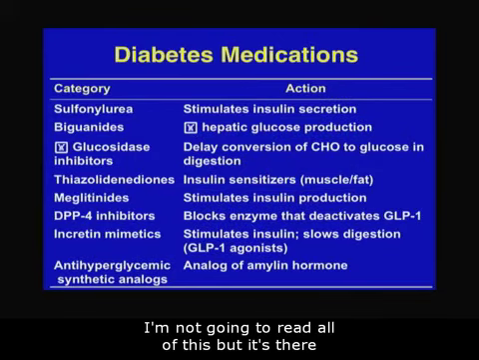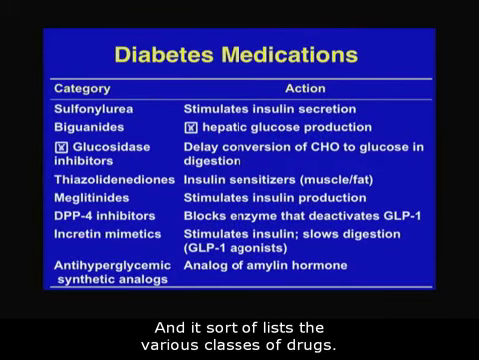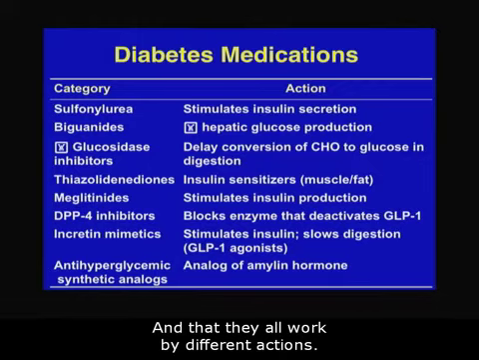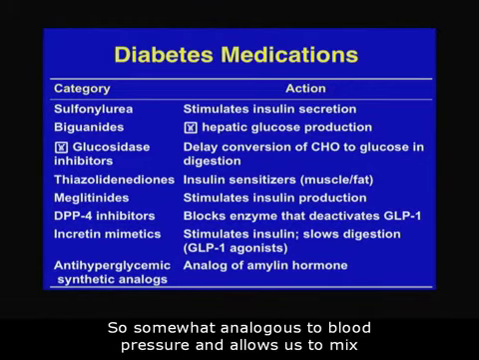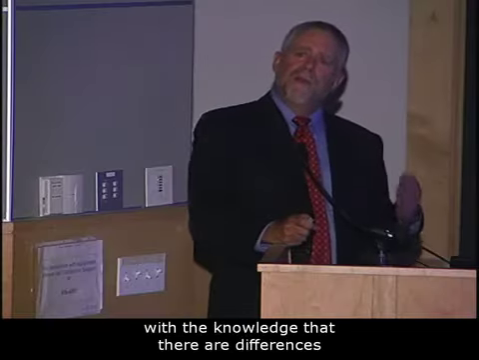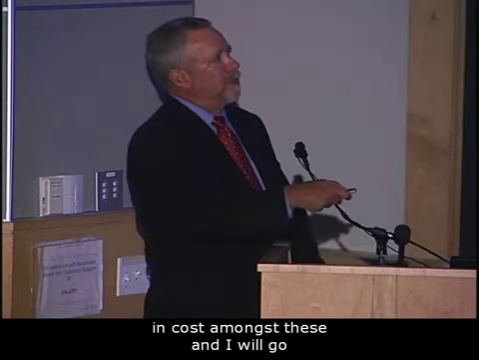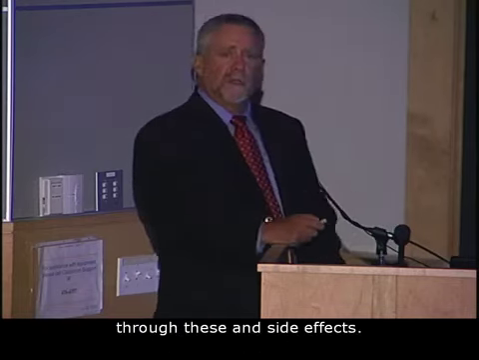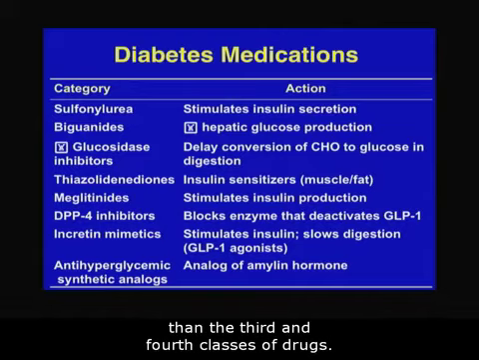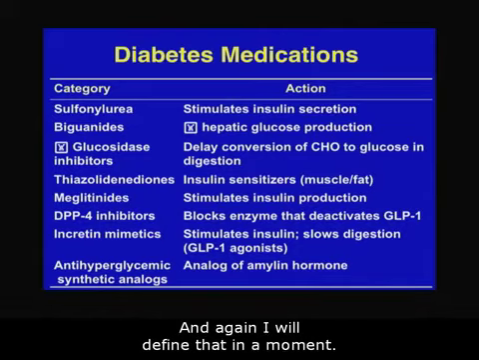Now, I'm not going to read all this, but it's there for you, for your reading, and it sort of lists the various classes of drugs. You can see that there's a long list, and that they all work by different actions. So it's somewhat analogous to blood pressure, and it allows us to mix and match these drugs with relative impunity, with the knowledge, however, that there are differences in cost amongst these, and I'll go through these, and side effects, and that the first two classes of drugs are more effective than the third and fourth classes of drugs. And again, I'll define that in just a moment.